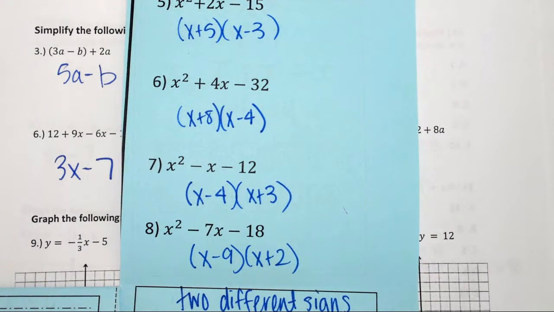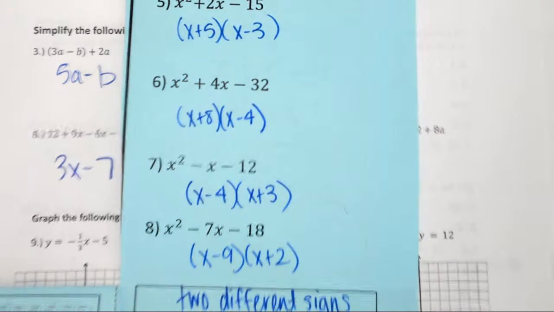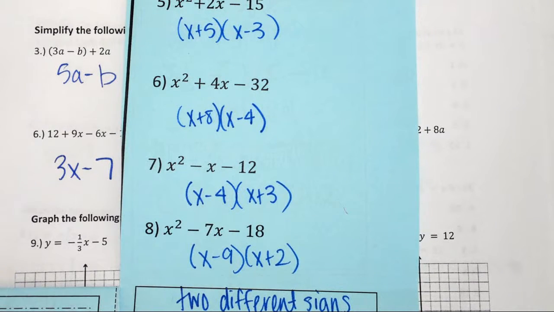Alright, I got x. That's 5 push-ups. X plus 5, x minus 3, x plus 8, x minus 4, x minus 4, x plus 3, x minus 9, x plus 2. How did we do?